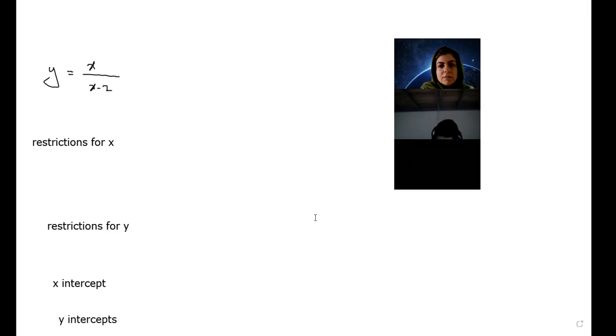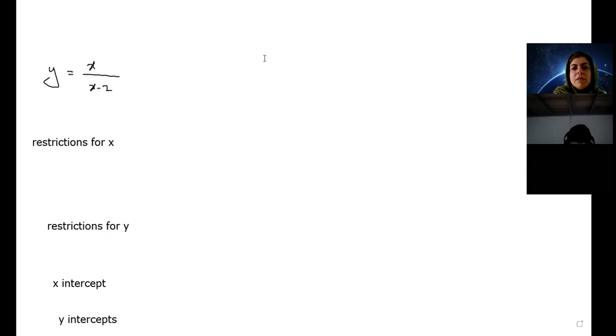First thing I do: restrictions for x and y. Restrictions for x, and here I do restrictions for y. And then we will find the x-intercept, and then we will find the y-intercept. These 4 things we need to find out. And then we graph it, and we will do the domain and range at the end.